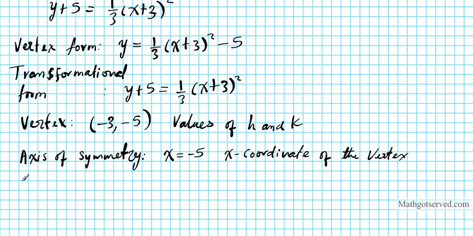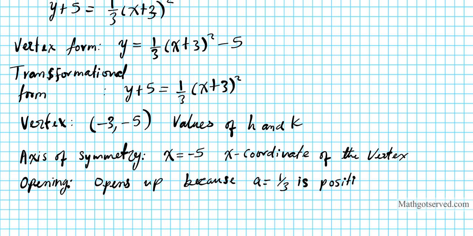What next is the opening. To find the opening, you just look at the sign of A. So the opening of this parabola is a happy parabola, so it opens up. The reason is because A, which equals 1/3, is positive. So if we have a positive A, it's happy. If it's negative, it'll be sad.